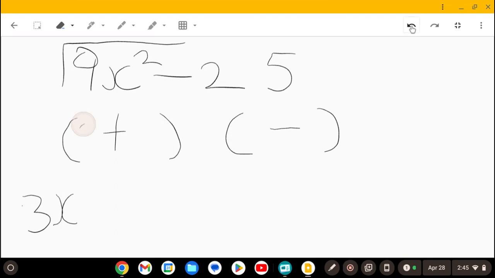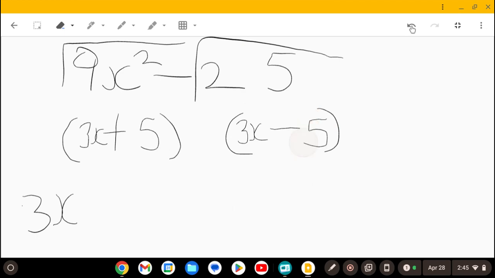So you're going to write 3x on the left hand side of the first bracket, and then the next step is to also write 3x on the left hand side in the second bracket. Now the next step is to find the square root of 25. What's the square root of 25? 5. So we're going to write the 5 on the right side of the first bracket, and then the 5 also on the right hand side of the second bracket. So this is our answer: 3x plus 5, 3x minus 5.